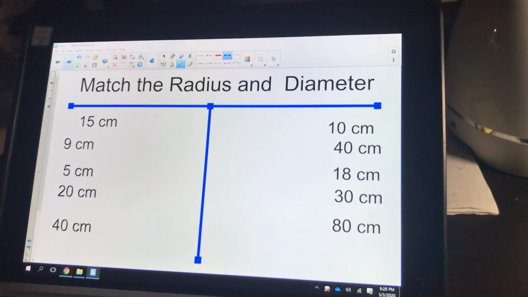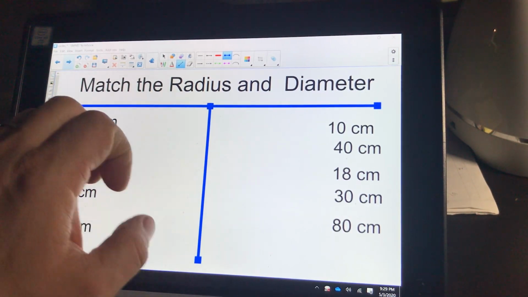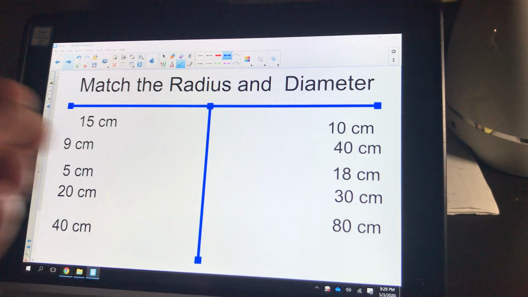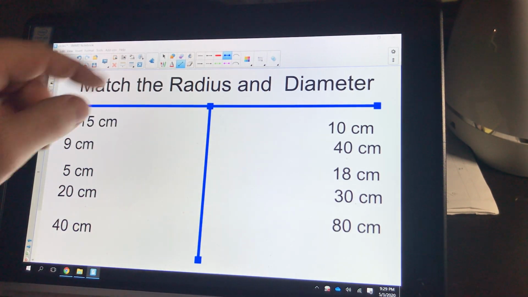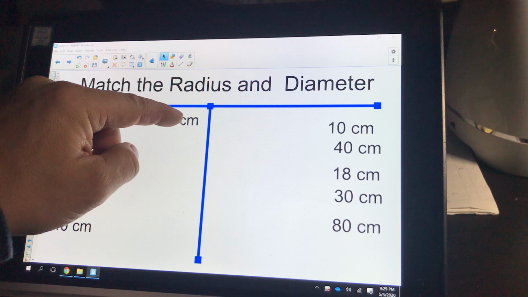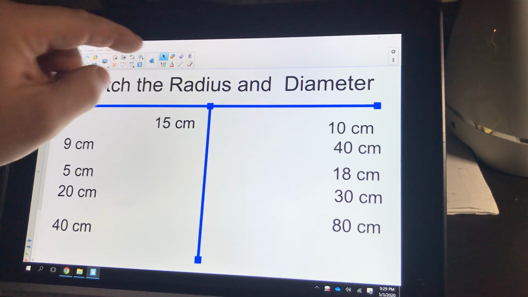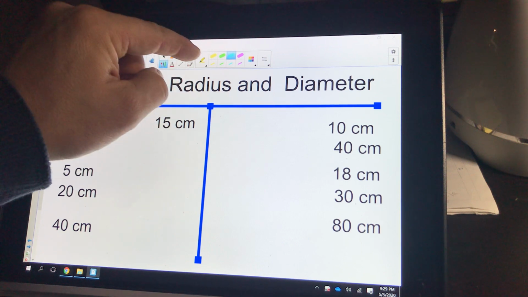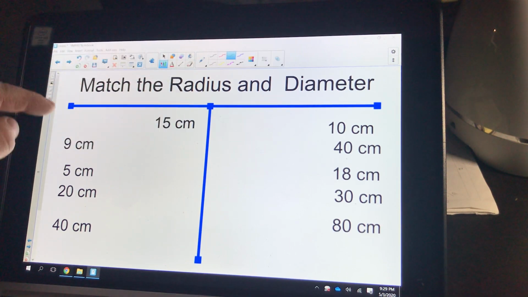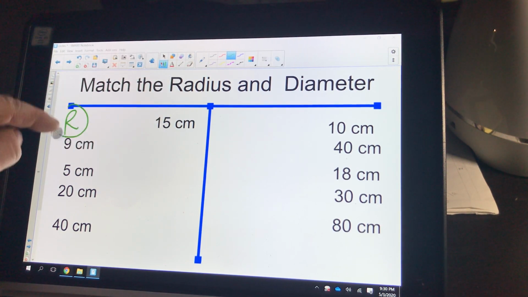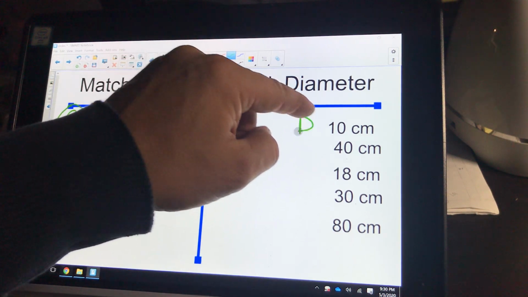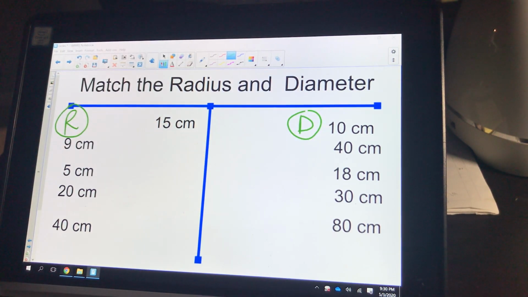Now, here's what we're going to do today, all right? We're going to take a radius and a diameter, and we're going to match them together, all right? So, for instance, a 15 centimeter radius, okay, so all of these on this side, we'll count them as radius. I'm going to put an R over here, okay? All of these are going to be diameter. If you have a 15 centimeter radius, half of the circle, halfway through the circle is 15 centimeters, what would its diameter be?